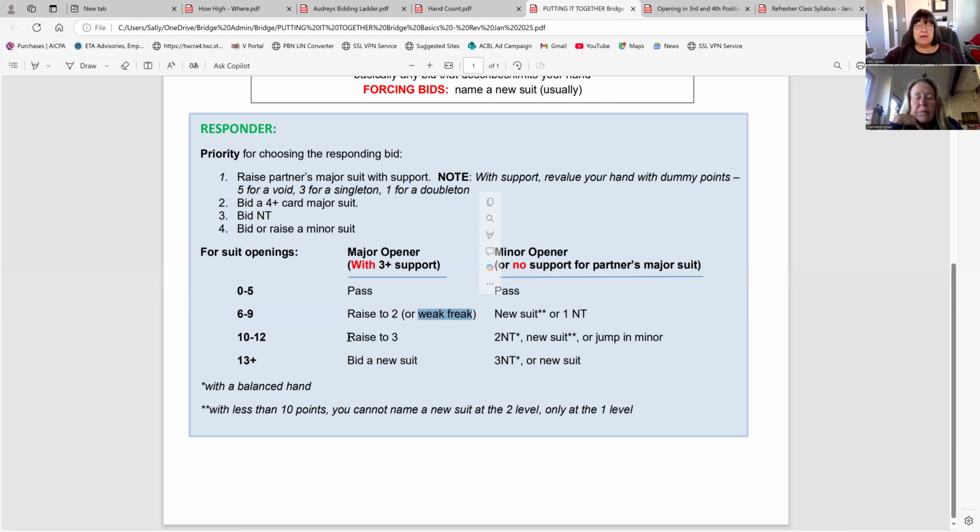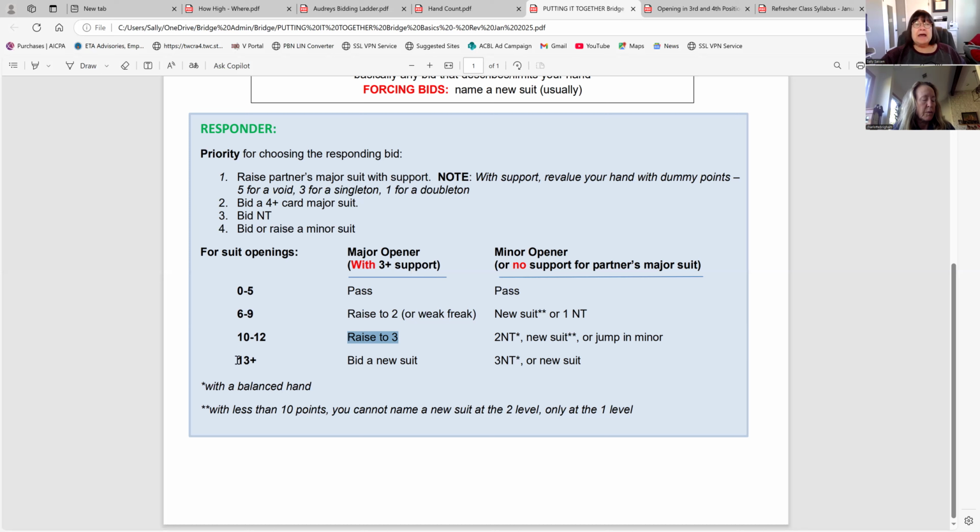If you are in what we call the limit raise level, which is 10 to 12, then you will raise to the 3 level. So 1 heart, 3 hearts, or 1 spade, 3 spades. You jump a level. So you jump up a level.